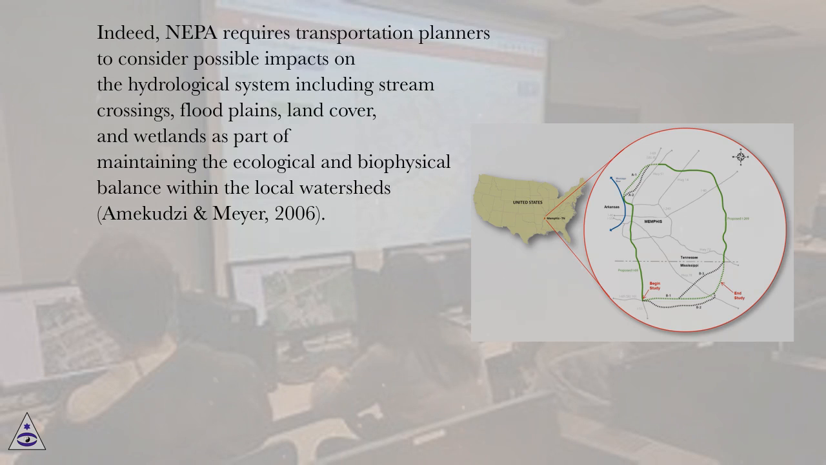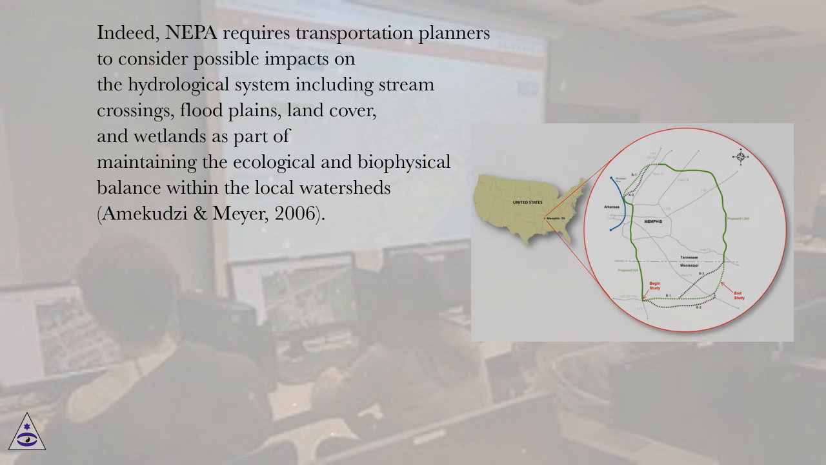Indeed, NEPA requires transportation planners to consider possible impacts on the hydrological system, including stream crossings, floodplains, land cover, and wetlands as part of maintaining the ecological and biophysical balance within the local watersheds.